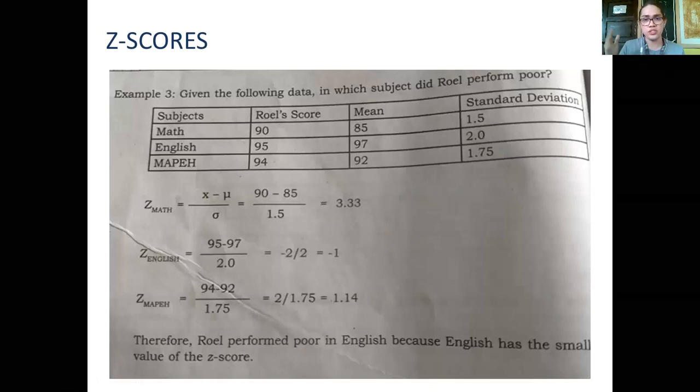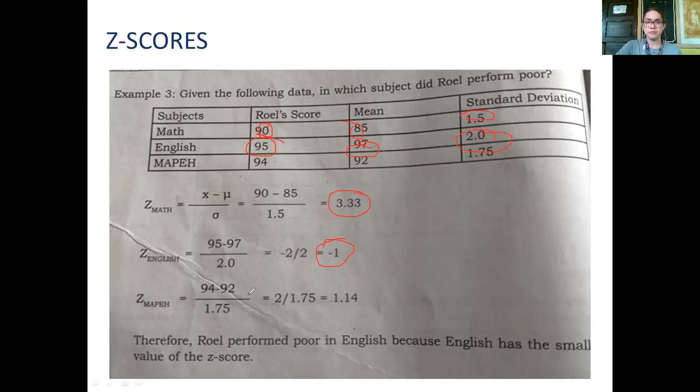Given the following data, in which subject did Rowell perform poor? So it's very hard to identify. So you need to get your z-score in order for you to identify in which subject he performed poor. So the given is there. You have the score here, Rowell's score. Then for math, we have 90, mean is 85, and 1.5 for standard deviation. So the answer for the math is 3.33. This is the z-score. For the z-score of English, you have 95, 97 for the mean, and standard deviation, which is 2. That gives you negative 1. This is the z-score of Rowell in English.